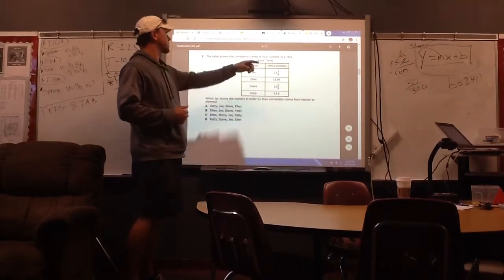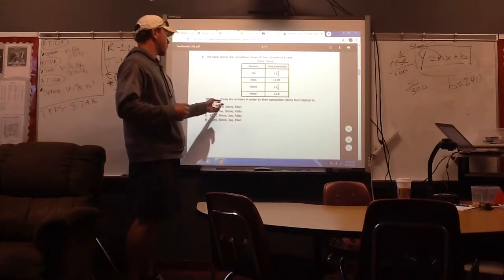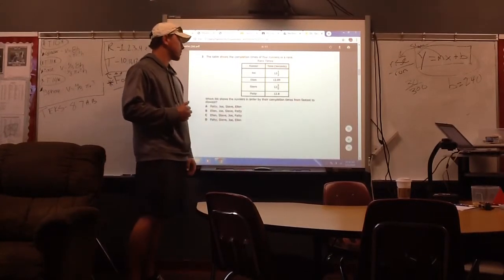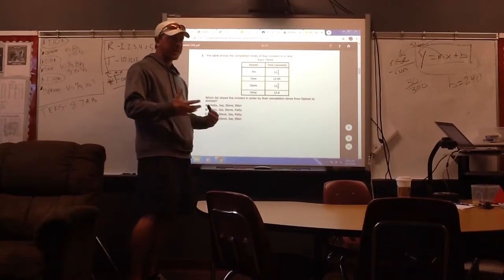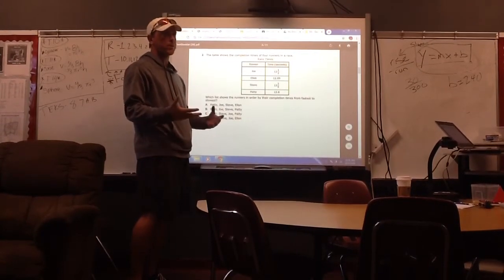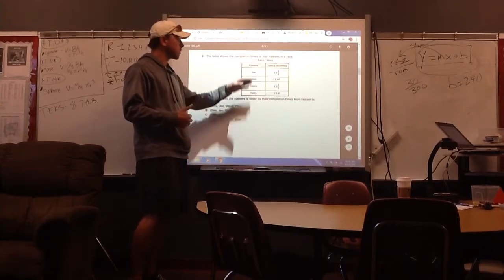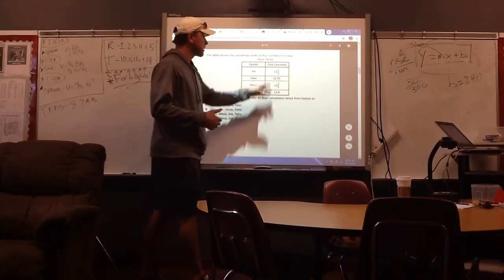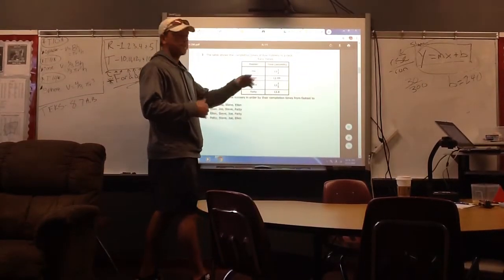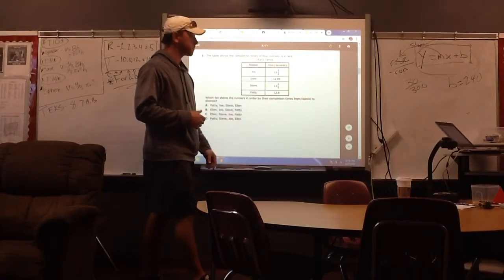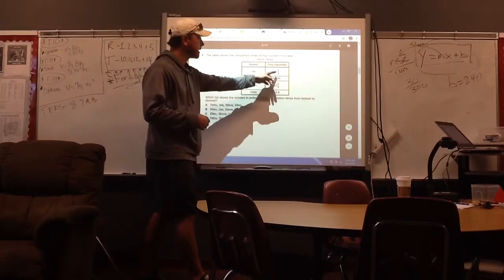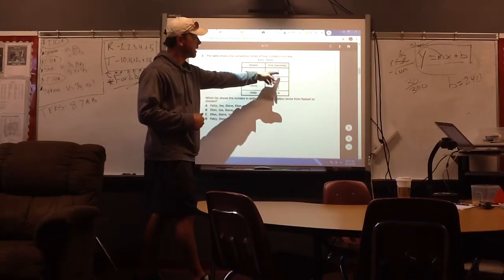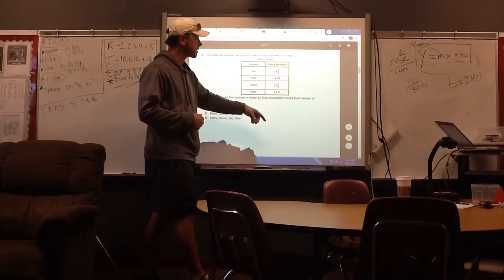All right, the table shows the completion times. Again, which list shows the runners in order of their completion times from fastest to slowest? If you're the fastest, do you have the shortest time or the longest time? Shortest time. So we go from the shortest number to the biggest number. It's in seconds, but just like number 1, what do we have to do first? Put them all in the same form. That's a mixed number, a whole number and a fraction. That's a decimal, that's good.